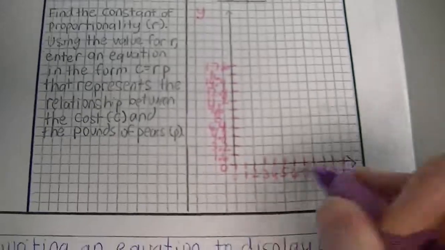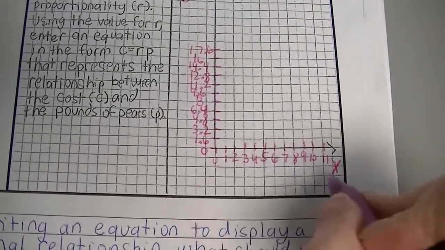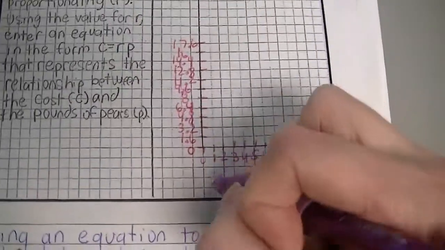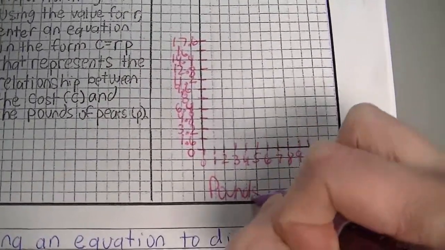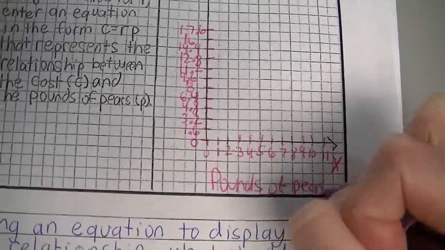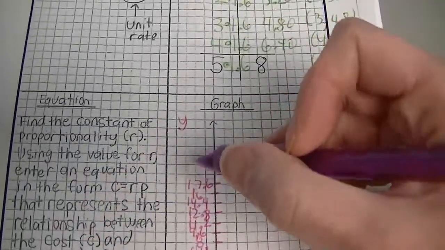Okay? And x, the x-axis is the independent variable, and x represents pounds of pears. The y-axis is cost in dollars.